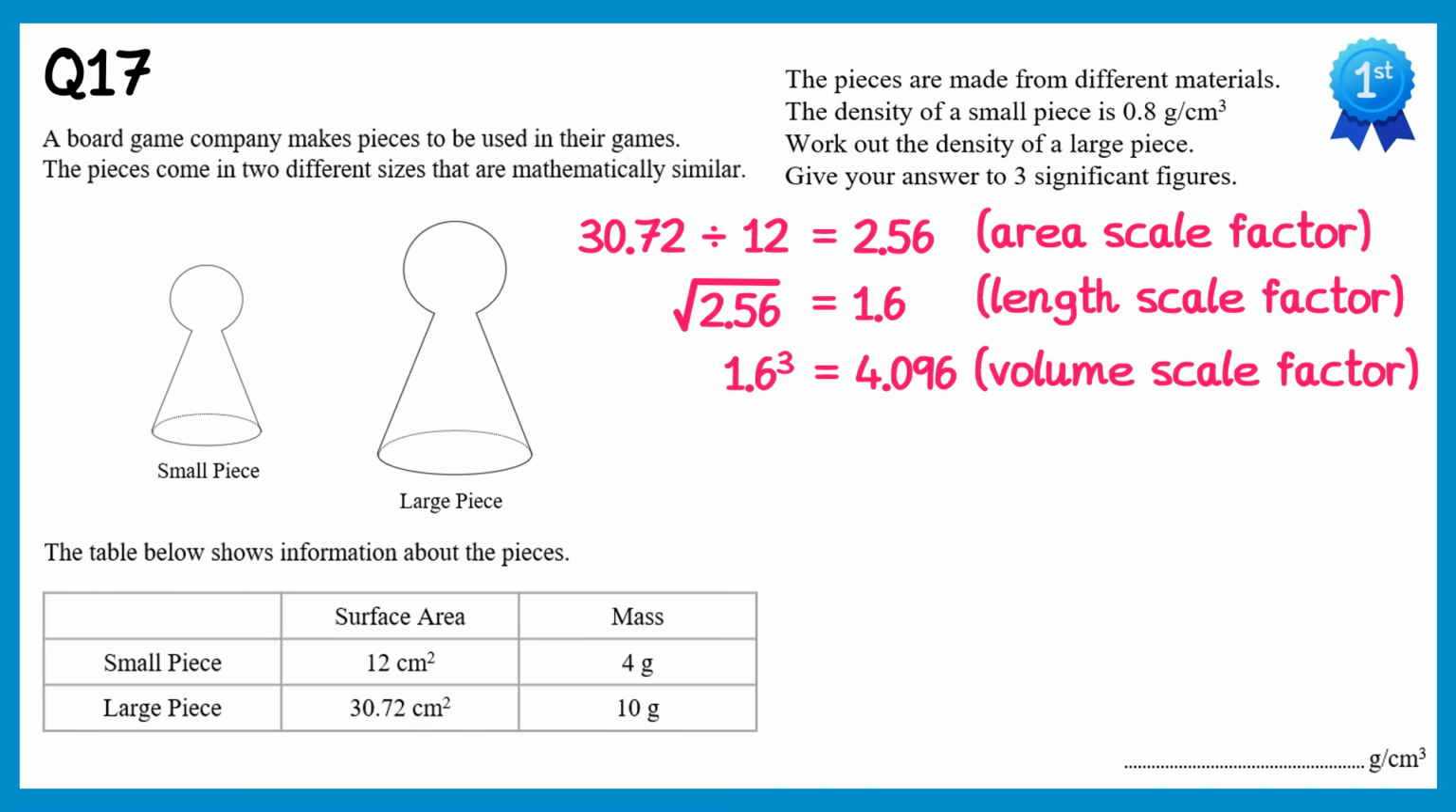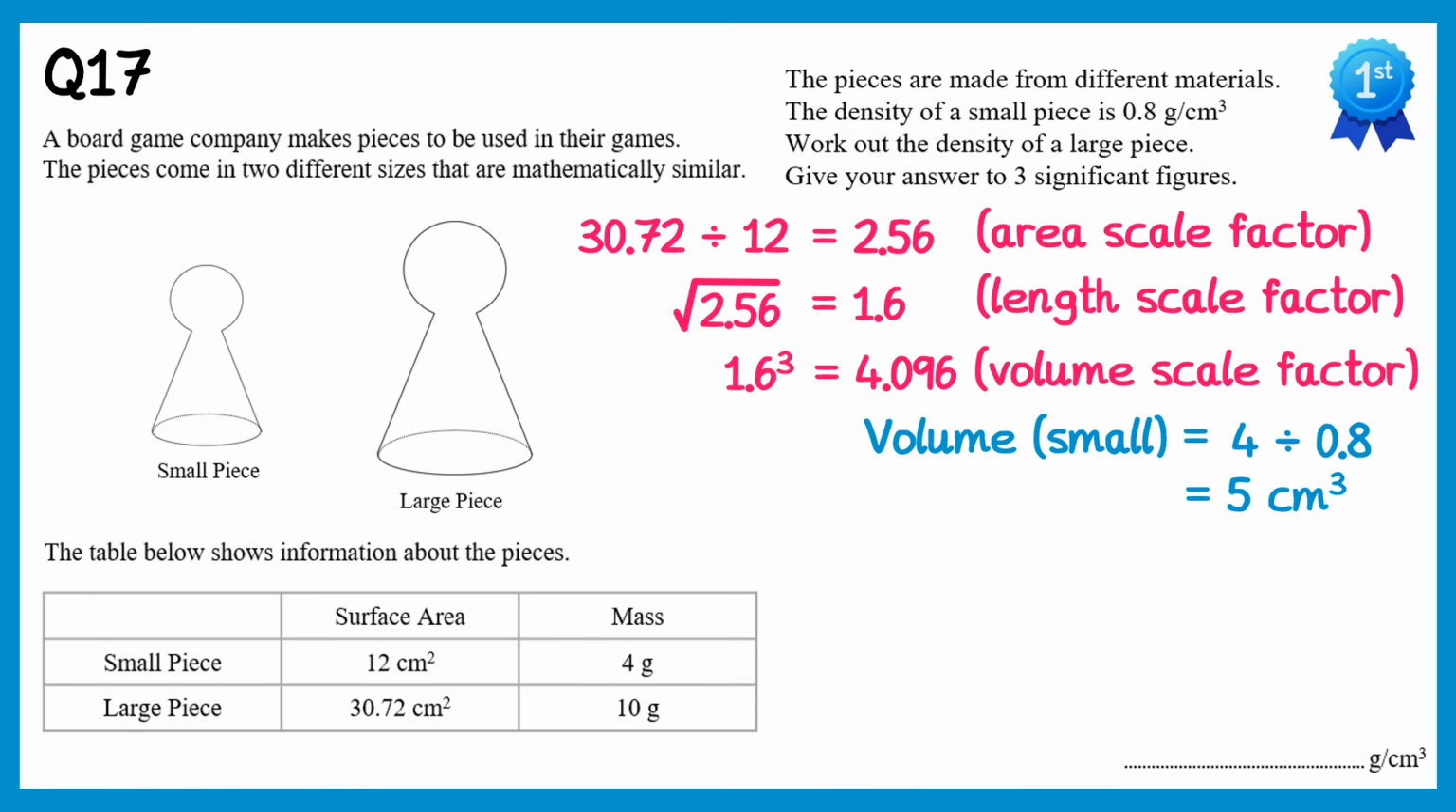Next we're going to try and work out the volume of the small piece. Hidden in the question, we're told the density of the small piece is 0.8 grams per centimetre cubed, and in the table we're told the mass of the small piece is 4 grams. So you can use the formula for density equals mass divided by volume. So volume equals mass divided by density. So for the small piece, the volume is the mass, which is 4 grams, divided by its density, 0.8, and 4 divided by 0.8 is 5. So we know the volume of the small shape is 5 centimetres cubed.